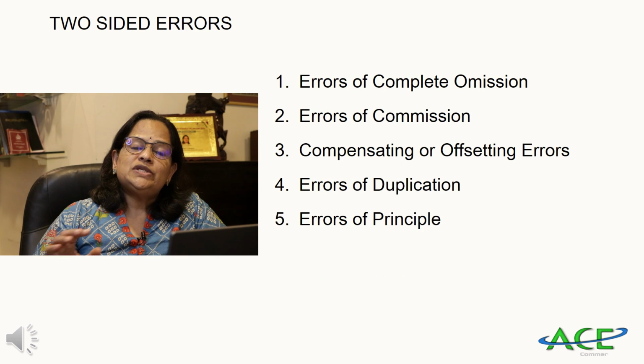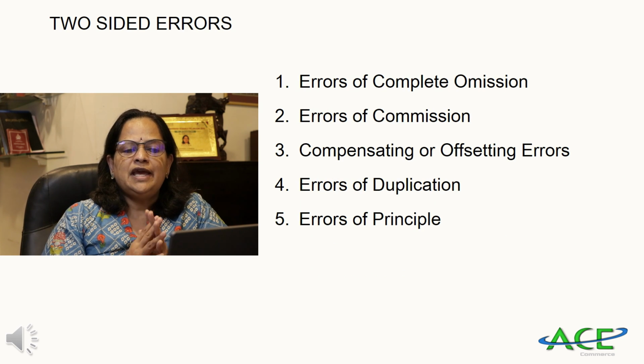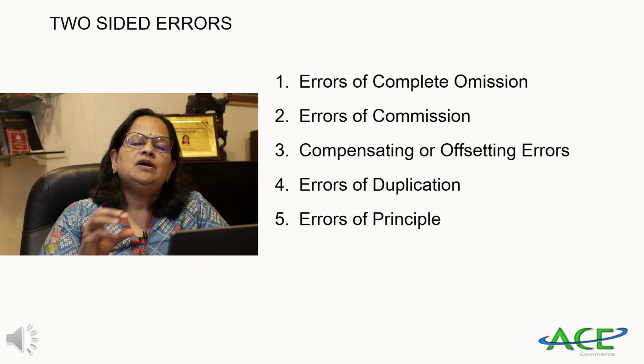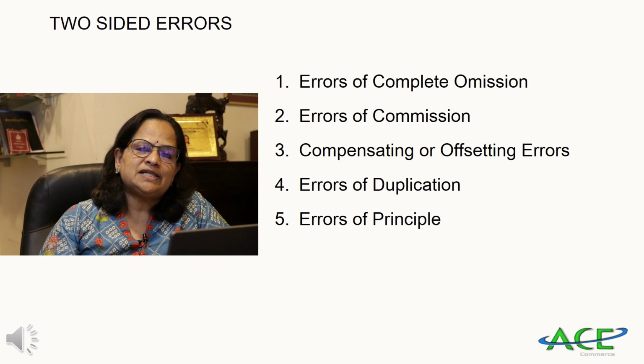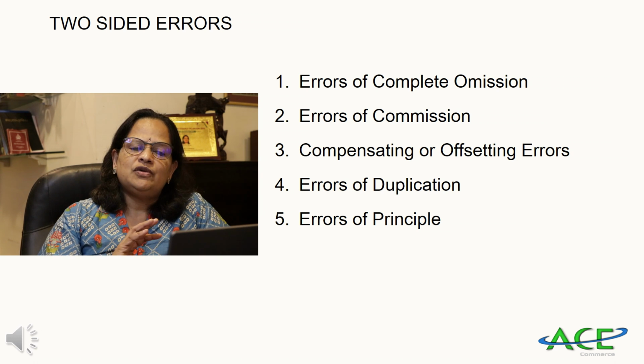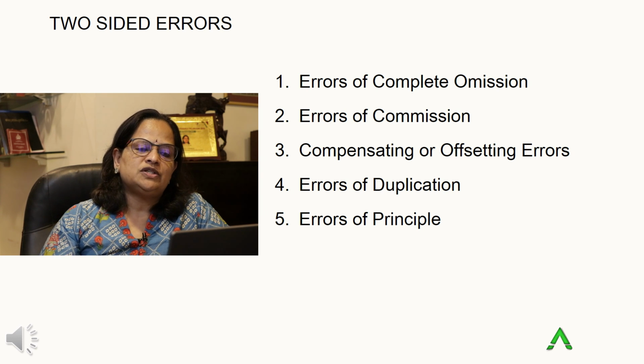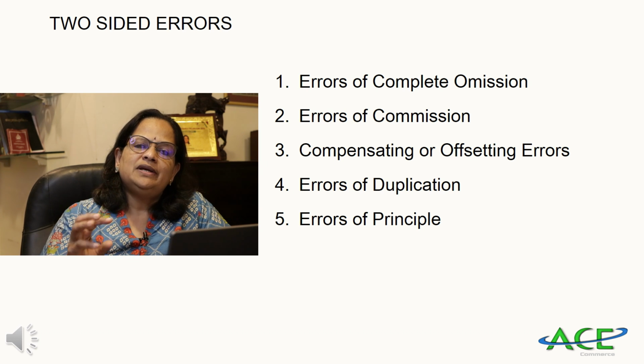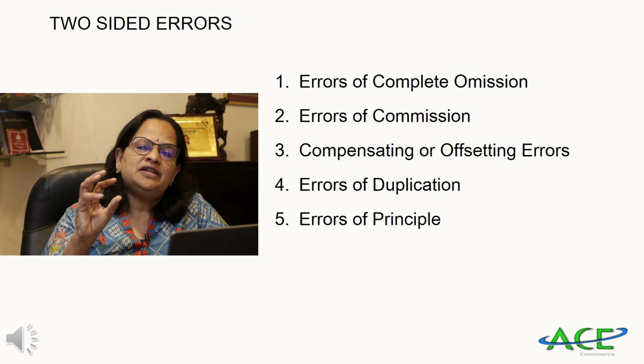So these are the one-sided errors. Now, two-sided errors. You have to remember errors of complete omission. You are not recording one transaction at all. Purchases transaction or sales transaction, one transaction you have completely omitted from the books of accounts. Second is errors of commission. What is error of commission? It's recorded, but you recorded it in a wrong way.